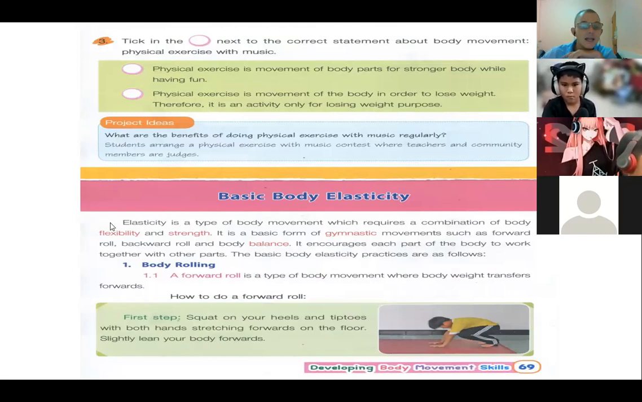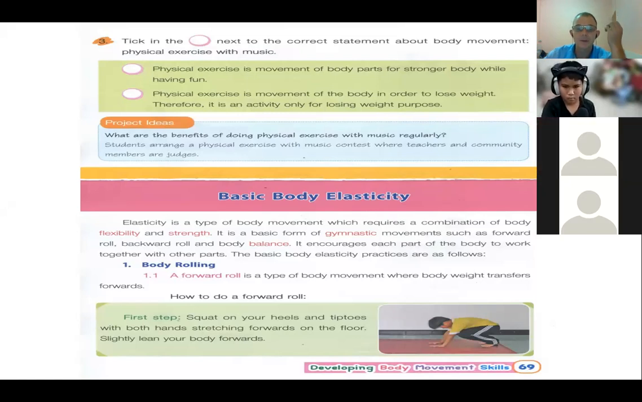So let's see. Elasticity is a type of body movement which requires a combination of body flexibility and strength. Now you always have to be a little bit strong. In its basic form of gymnastics, movements such as the forward roll, backward roll, and body balance can be used. It encourages each part of the body to work together with other parts. So more fun if you have more things to do. So body rolling. Let's see what they tell us about body rolling.